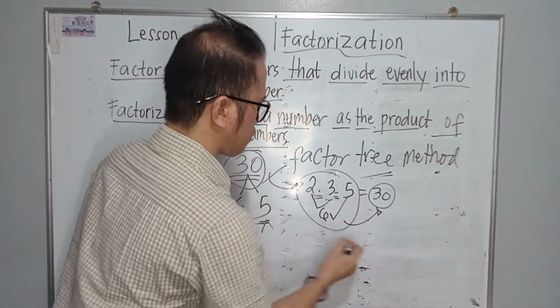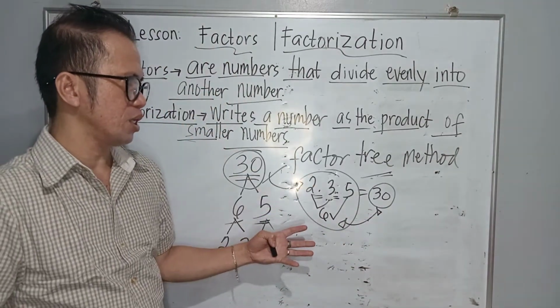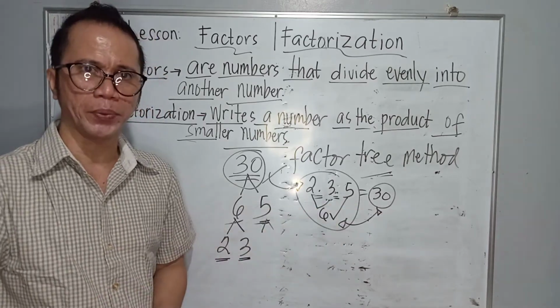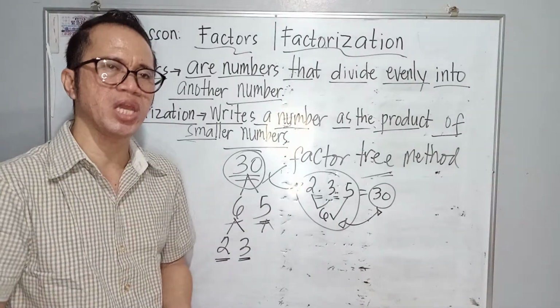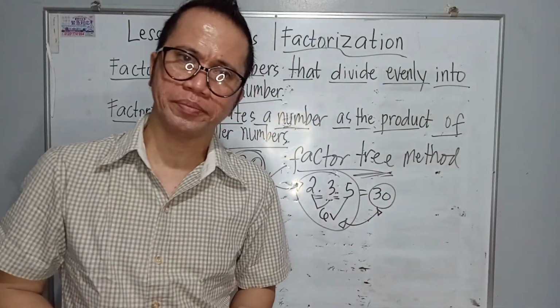And these are what we call the factors of 30, and this is what we call the factorization, or the number as the product of smaller numbers, which is 3 and 10. Okay, we factor 30 by applying the factor tree method.